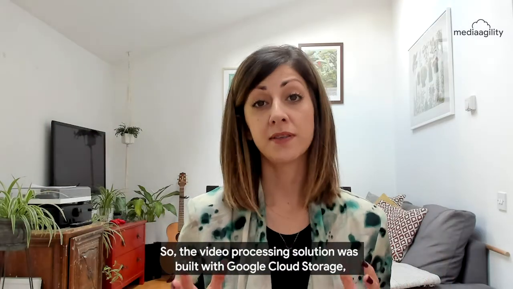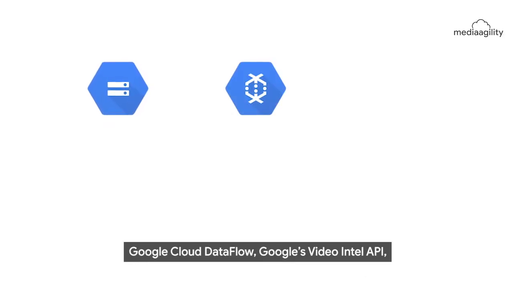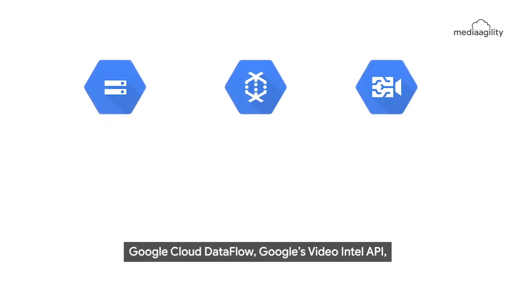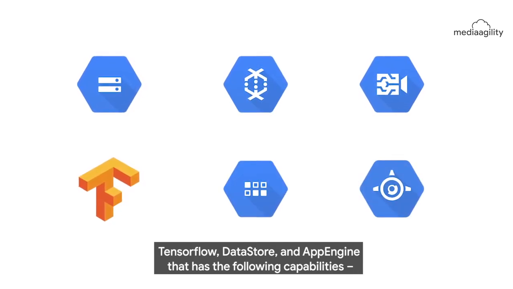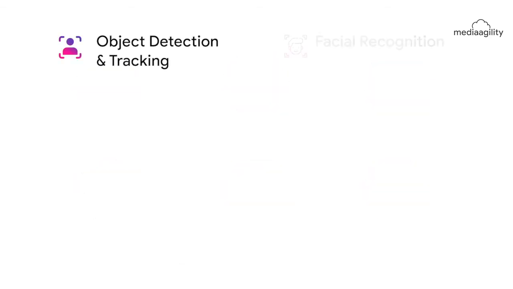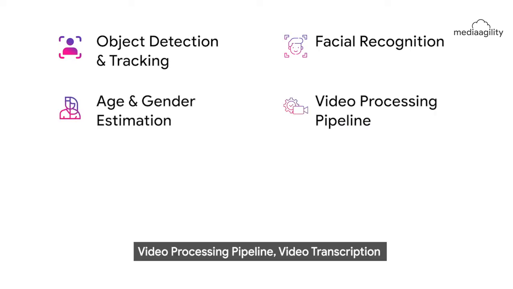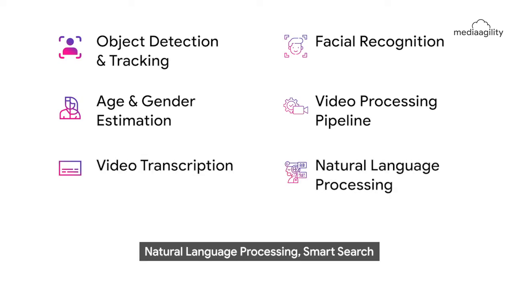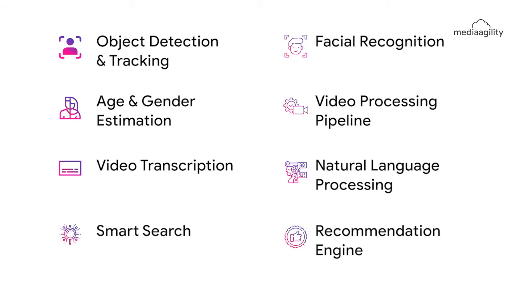So the video processing solution was built with Google Cloud Storage, Google Cloud Dataflow, Google's Video Intelligence API, TensorFlow, Datastore, and App Engine, and has the following capabilities: object detection and tracking, facial recognition, age and gender estimation, video processing pipeline, video transcription, natural language processing, smart search, and lastly, recommendation engine.